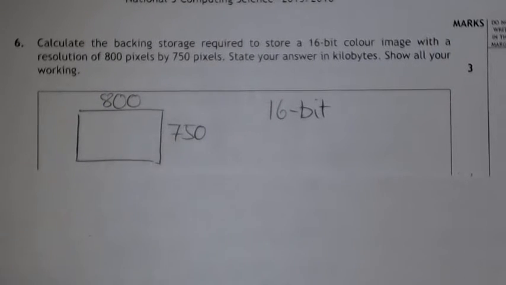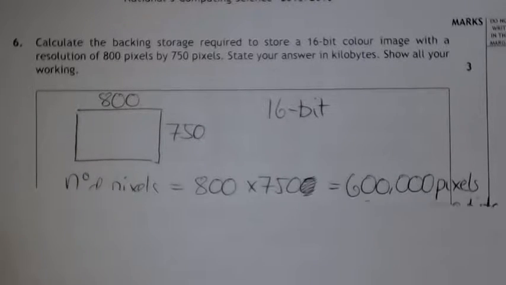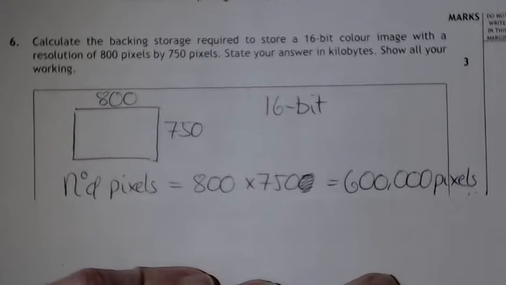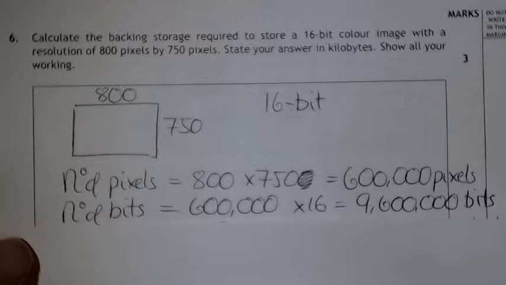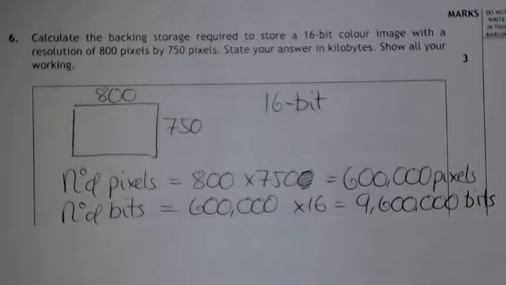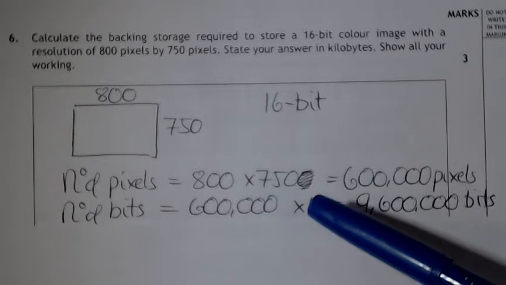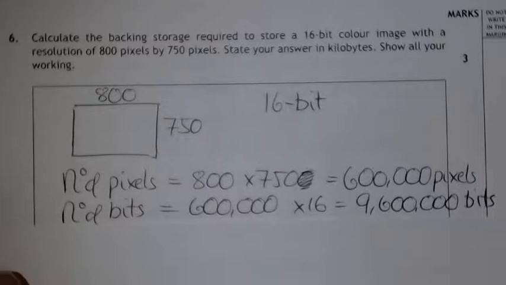So 800, 750, and that's 16. What we want to do is just work out how many pixels, and for each pixel we need 16 bits. So number of pixels is 800 times 750, so it's just like calculating the area of a rectangle, and that gives you 600 pixels. We then want to work out the number of bits, so it's basically the number of pixels times 16-bit for each pixel, and that gives you 9,600,000 bits.